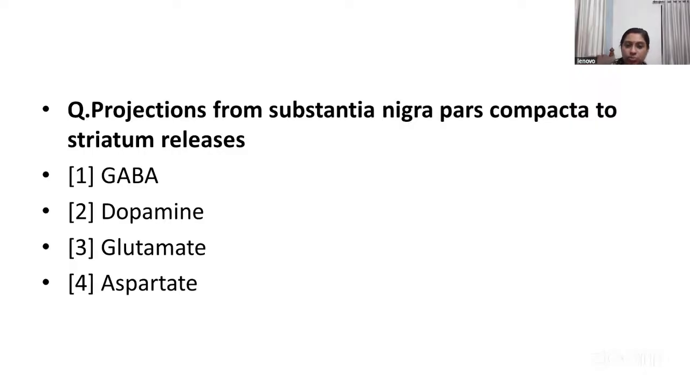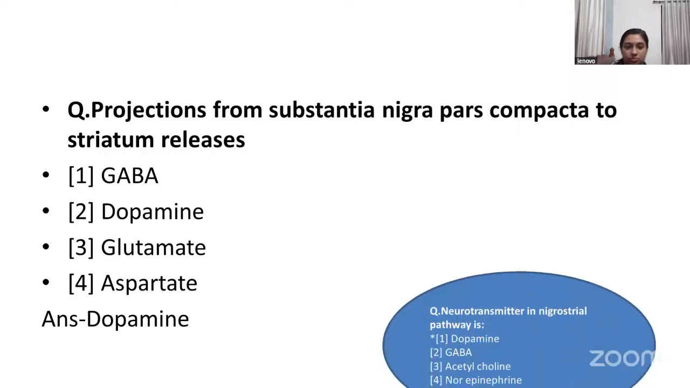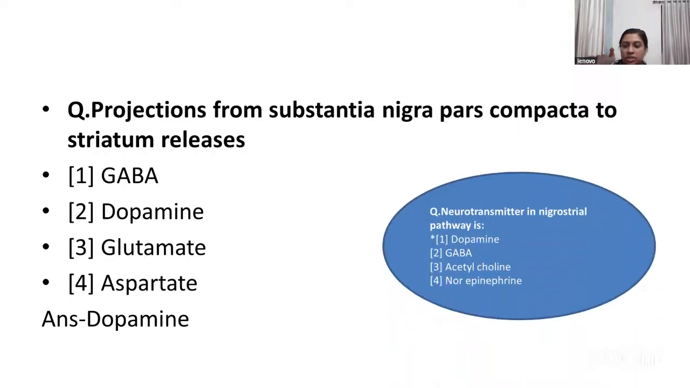Now, next question. Projections from substantia nigra pars compacta to the striatum release. Options are GABA, dopamine, glutamate, aspartate. What's the answer? Dopamine. Okay. So, these neurons are disrupted in which disease? That's Parkinson's. Another question is neurotransmitter in nigrostriatal pathway is basically dopamine. Okay.